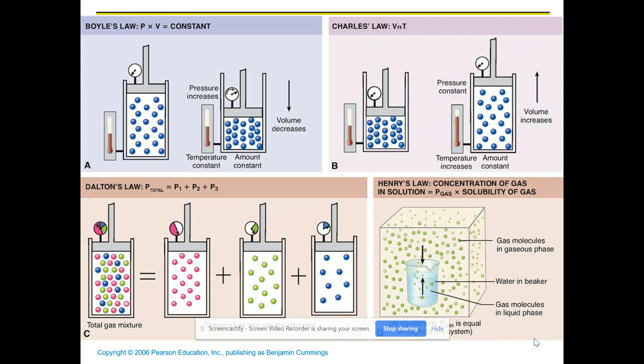So, these are those laws. If I were you, I'd pause right here and go back over each one of these laws until you understand them.